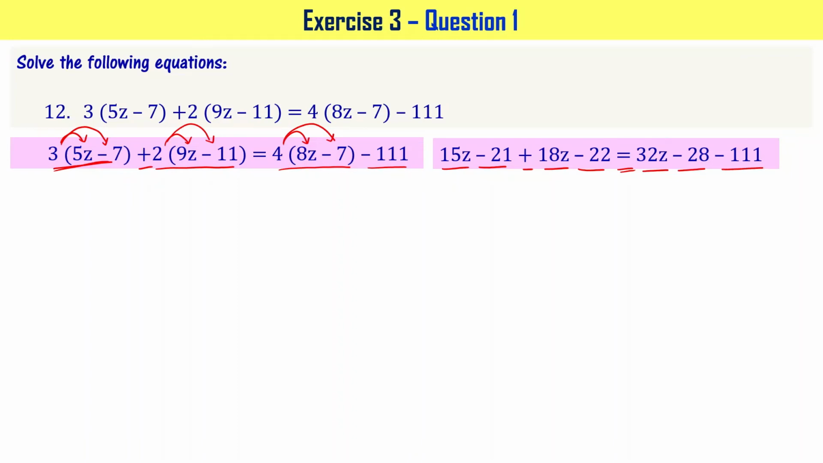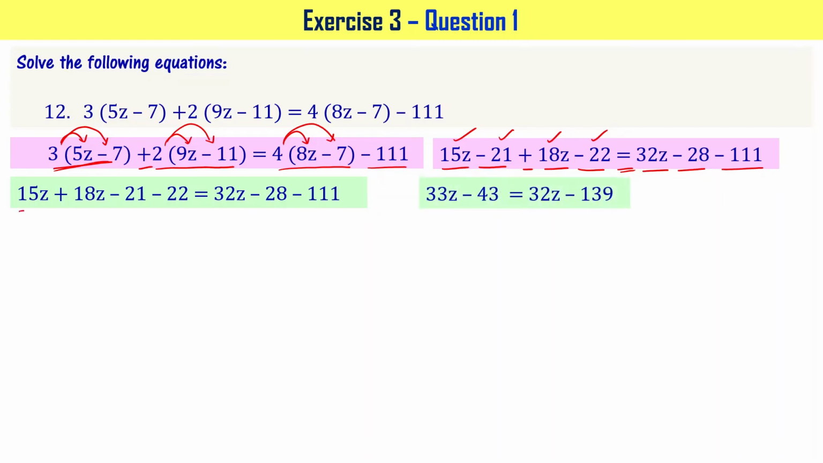Now we can rearrange this equation, right? Let me rearrange it. 15z plus 18z minus 21 minus 22, right? That is equal to 32z minus 28 minus 111, right? Now let's simplify this equation such that I can write 15z plus 18z as 33z, minus 21 minus 22 is minus 43, right? 32z is written as is, and minus 28 minus 111 is equal to minus 139.